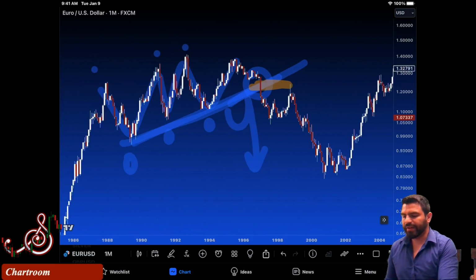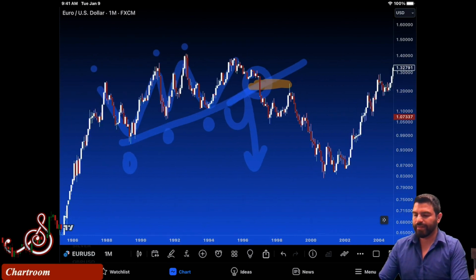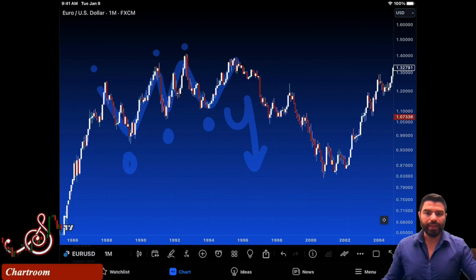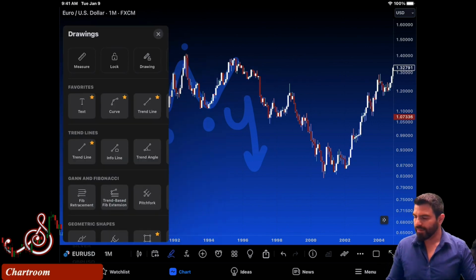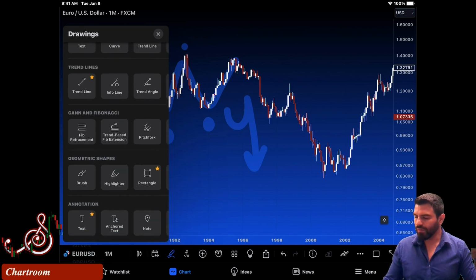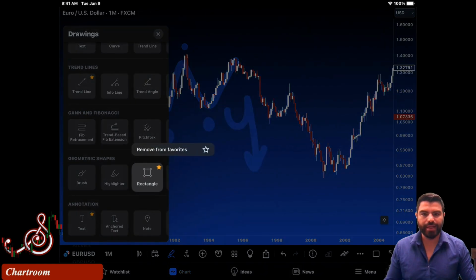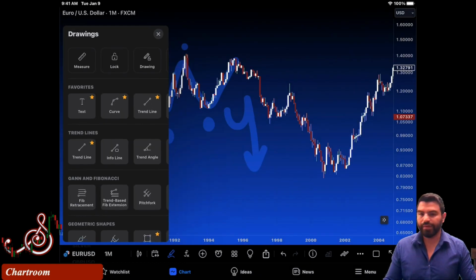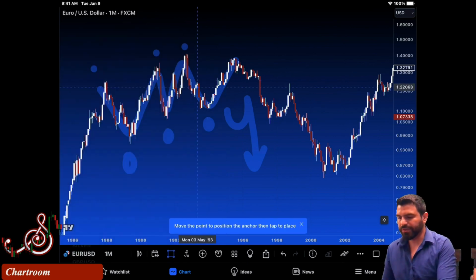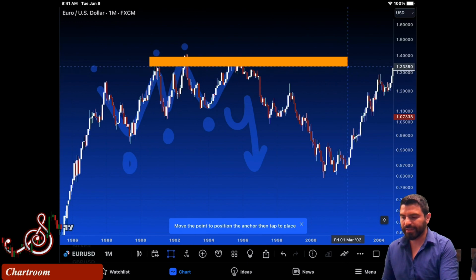Now, if we were drawing this professionally, it would look something like this. We can now go to our tool, which is right here at the bottom. We can click on rectangle, which is found in geometric shapes. If you hold it down, it'll be added to your favorites. If I go up to the top, my favorites are here under rectangle. And now we can draw rectangles on our charts, something like that.